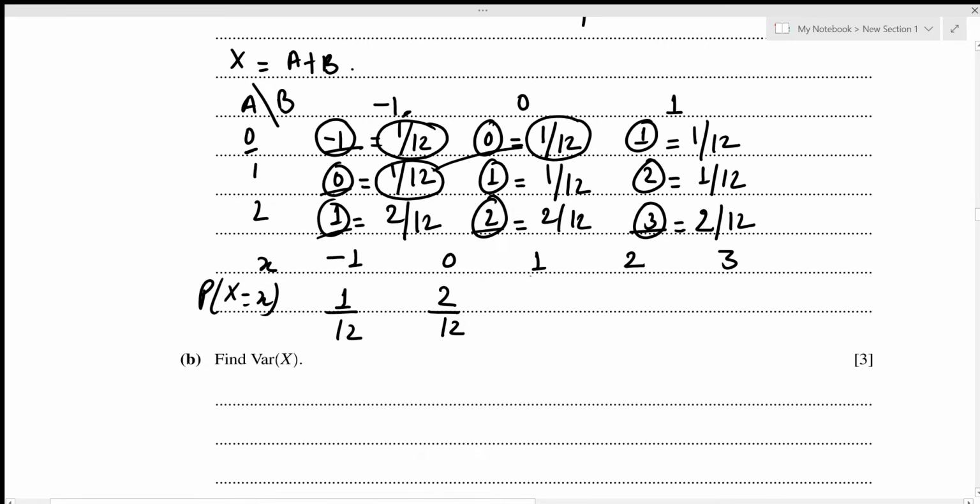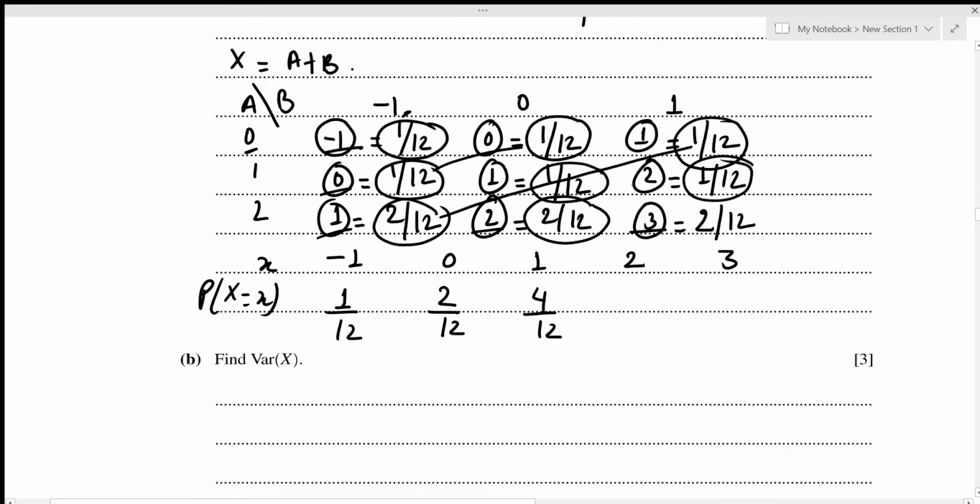For the third case, that's the score of 1. It has a probability of 2 by 12, 1 by 12, and again another 1 by 12. So summing these three probabilities, that will be 4 by 12. For the next case, that's a score of 2. It has the probability 2 by 12 and another probability 1 by 12. So the sum of these two probabilities is just going to be 3 by 12. And then the final one is a score of 3, and we have the probability of 2 by 12.